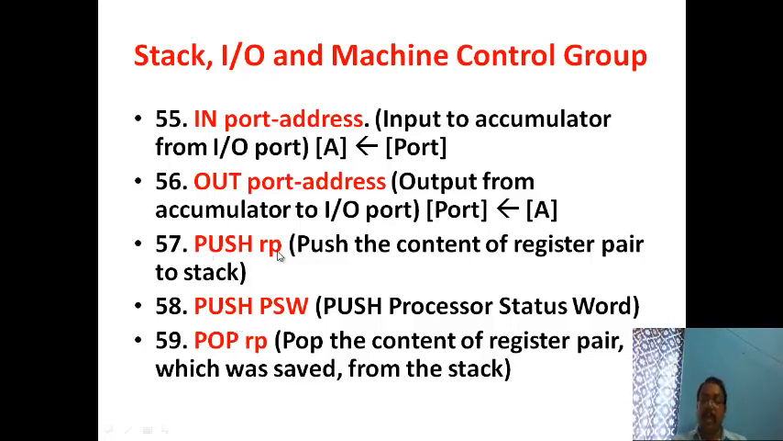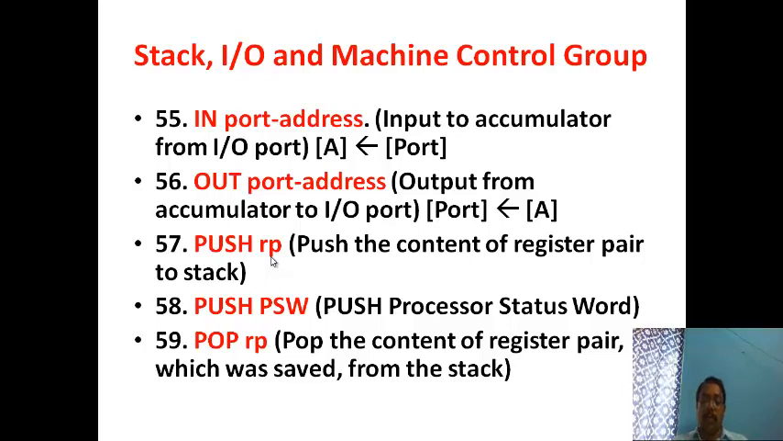Okay, so PUSH RP, why do you want to have this? See, I have general purpose registers B, C, D, H and L. I have already used all the registers in my program, and if I want some more registers, what can I do? I have to store the current register value to a location, then use the register, then again bring back the old content to the register. That can be done with the help of PUSH RP. If you write PUSH B, the content of B register and C register will be pushed to the stack. Now you can use your BC register for some other purpose.